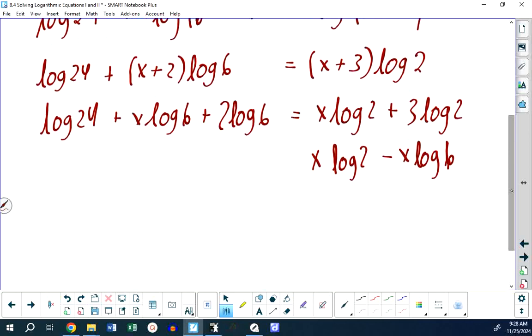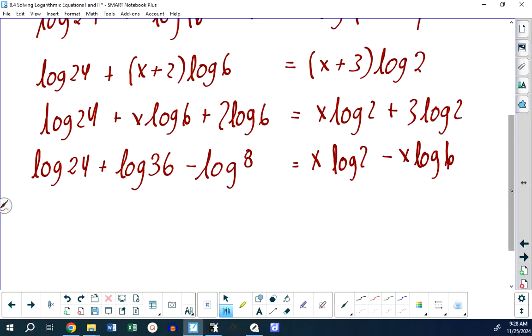Just double check this: x log 2 minus x log 6, and then I have log of 24 plus log of 36 minus log of 8. You know, be very careful here with 2's and 3's. When I move that exponent here and put it on top as an exponent of 2, it's 2 to the 3, which is not 9. It's 2 to the 3, which is 2 times 2 times 2, which is 8.